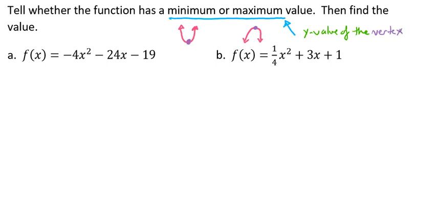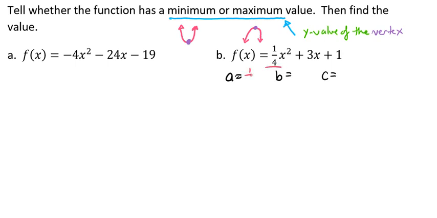So we're going to go ahead and take a look at letter A together. Actually, let's take a look at letter B together because it's a little bit more complex, and you'll do letter A on your own. So for letter B, we have f of x equals 1/4 x squared plus 3x plus 1. Now the first thing that we're going to want to do is find our A, B, and C values.